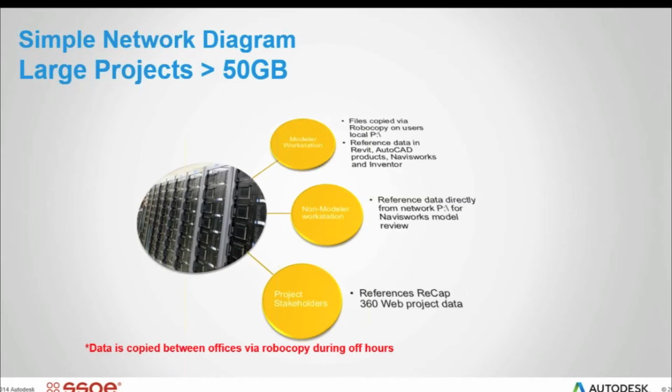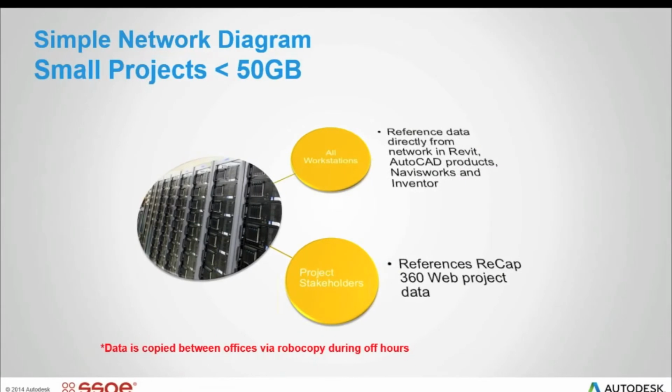As mentioned at the bottom there, data is copied between offices during off hours via robocopy. For small projects, less than 50 gig, you knock out basically the middle tier. So everybody references the P drive, doesn't matter who you are, PM, director, modeler, everybody that has some visibility into the project just references directly from the internal network. And the stakeholders go directly to ReCap Web.